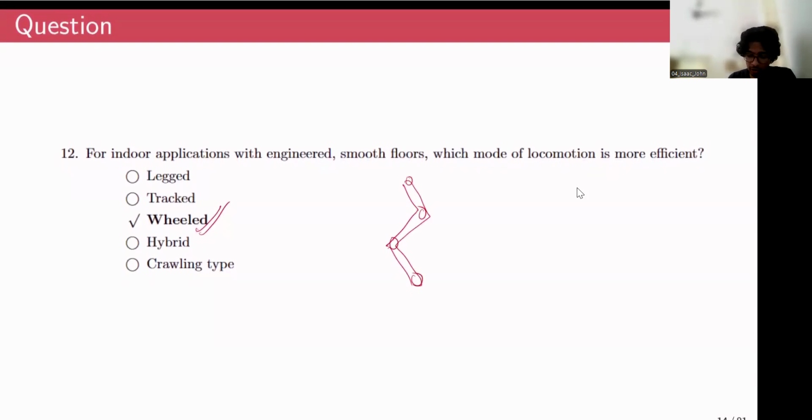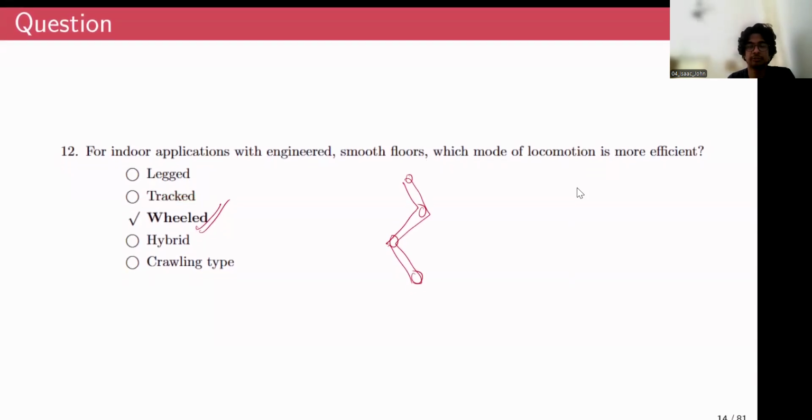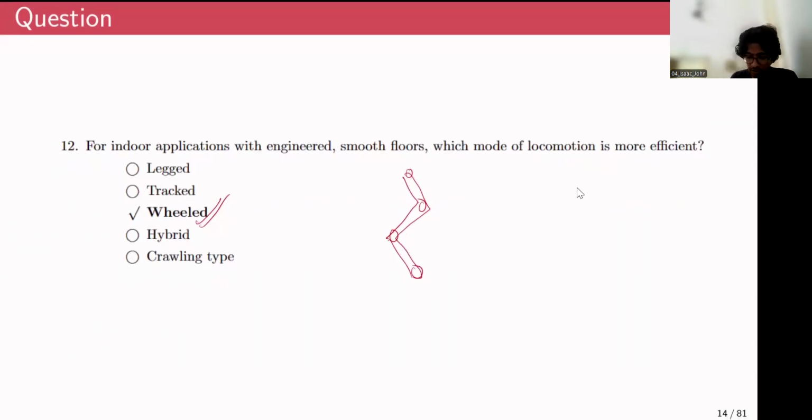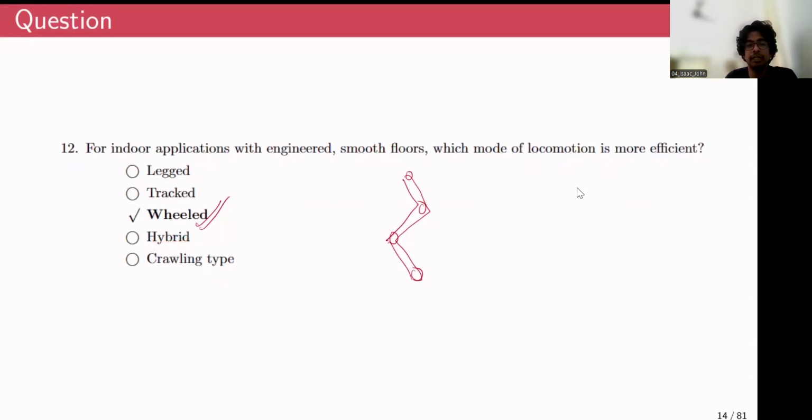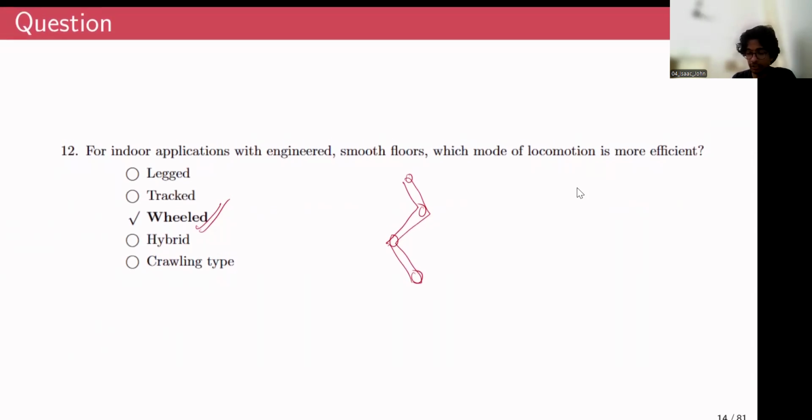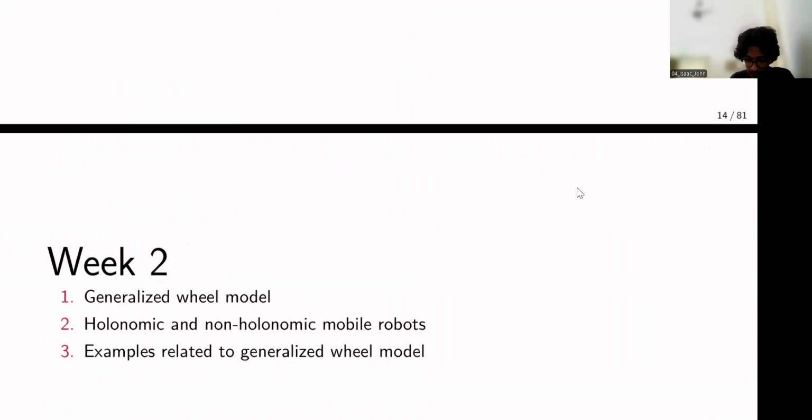And a tracked robot is also not very efficient for indoor applications because the track is very likely to slip on a smooth environment. It won't be able to grip for the necessary traction. And hybrid robots can be used, but if the robot is used exclusively indoors, there is no use for legs. It will only increase the complexity. So again, the best possible option for locomotion is wheel locomotion.